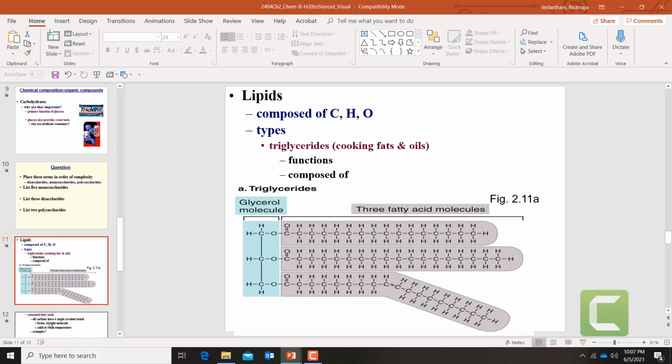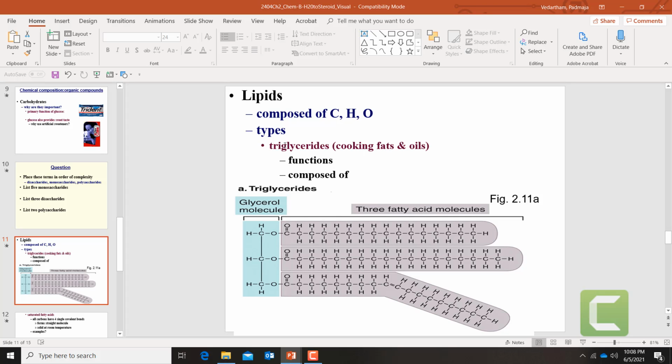Lipids or fats are also composed of carbon, hydrogen, oxygen. There are 3 different kinds of lipids. Triglycerides, tri meaning 3, glyceride meaning these long chains. So this is called a glycerol molecule, which is C3, and then each of the carbons is connected to a long carbon chain. These are called fatty acid molecules.